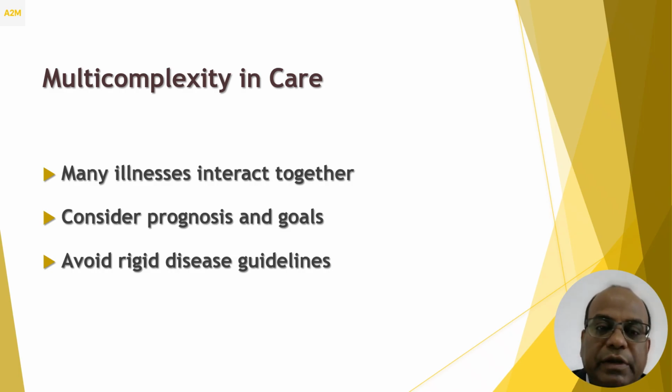Multi-complexity and multimorbidity also include social factors like loneliness, financial strain, caregiver stress, and home safety. These can affect health as much as medical issues. When we understand multi-complexity, we stop looking at each illness alone. We start caring for the whole person. This leads to safer, kinder, and more effective care.